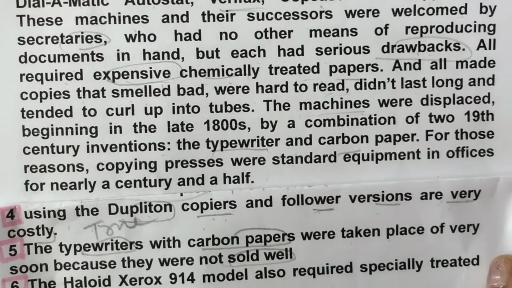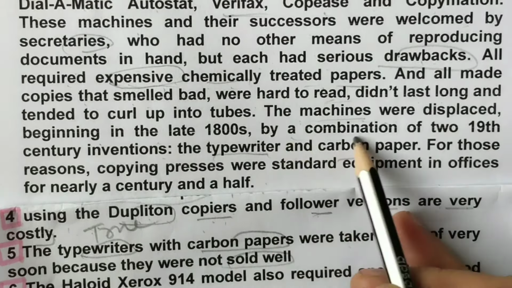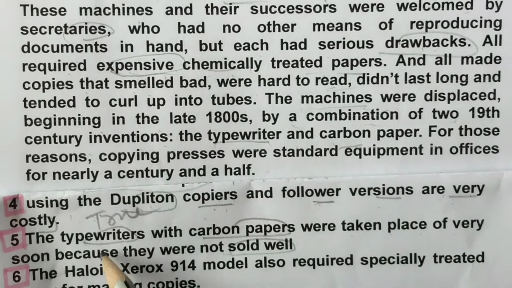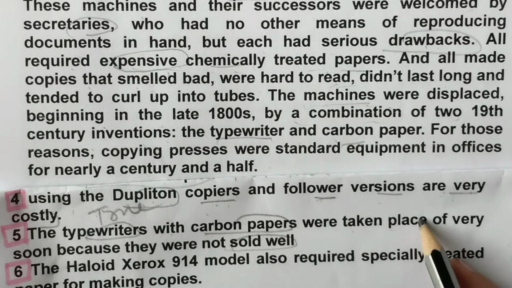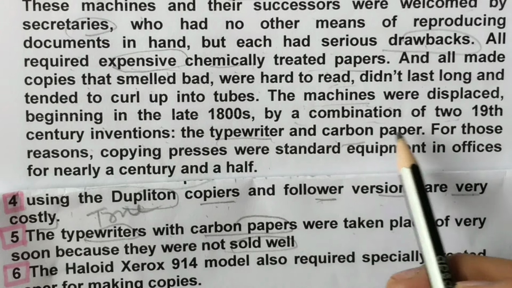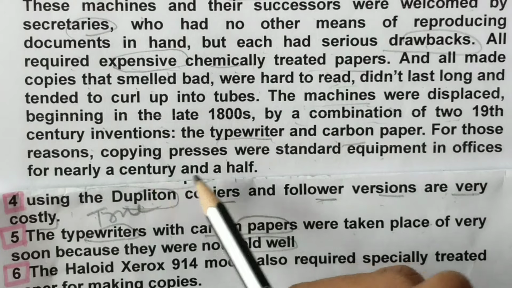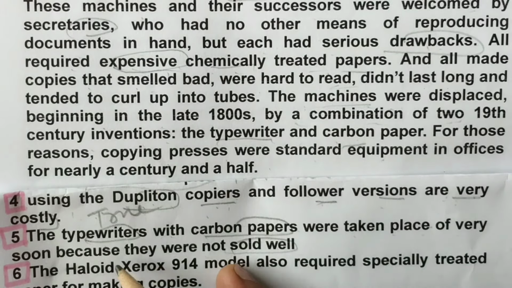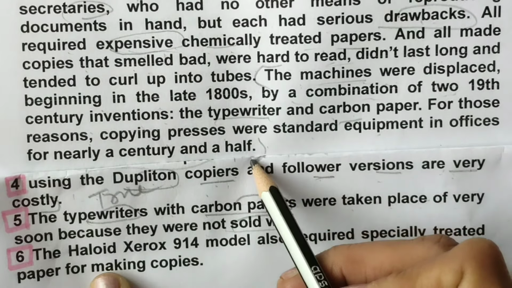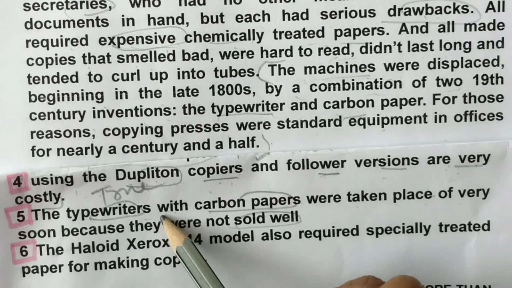You can see the machines were displaced beginning in the late 1800s by a combination of two 19th century inventions, the typewriter and carbon paper. Typewriters with carbon papers were taken place of very soon because they were not sold. For those reasons, copying presses were standard equipment in offices for nearly a century and a half. Now I have shared the location with you. From here to here you can read it and decide what the answer will be for the fifth question. You can pause the screen.